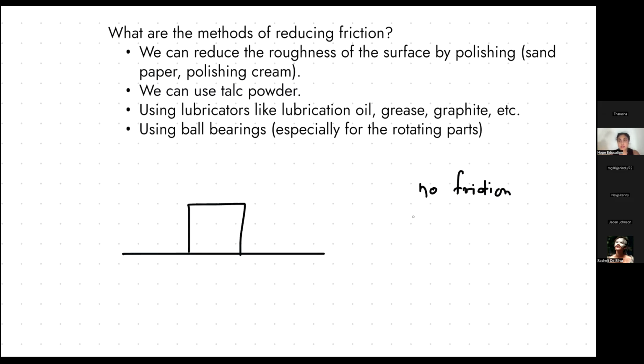That could cause accidents. But thankfully there is friction between tires and the road. Therefore we have a better control.